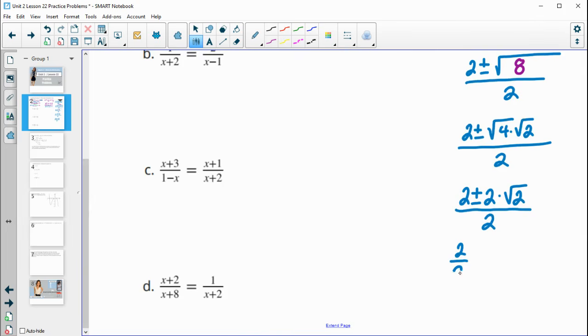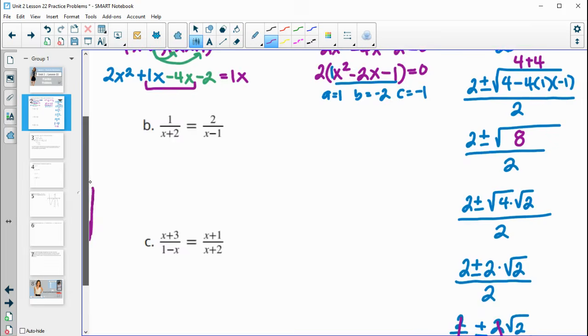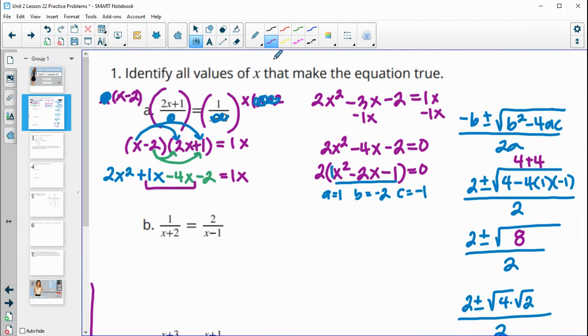So we'll have 2 divided by 2 plus or minus 2 root 2 divided by 2. So 2 divided by 2 is 1, and it's 1 here as well. So we get a final answer of 1 plus or minus root 2. So that's our solutions for part A. I'll write it right here: 1 plus or minus root 2.